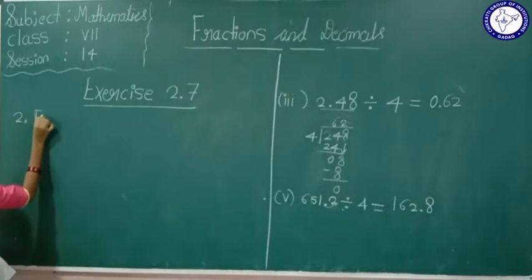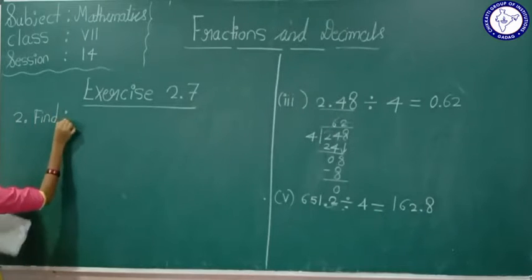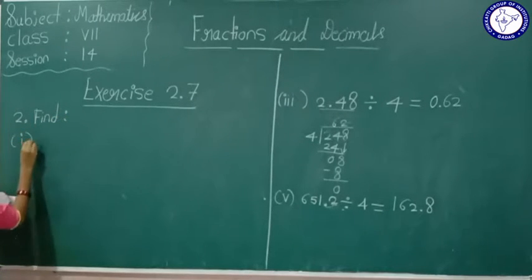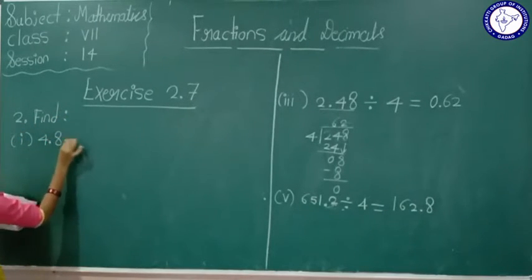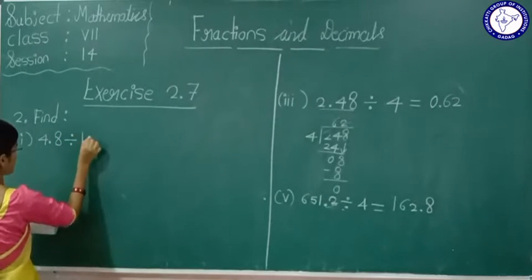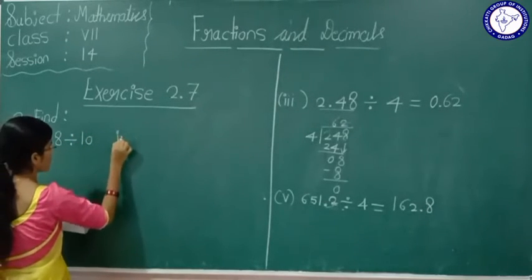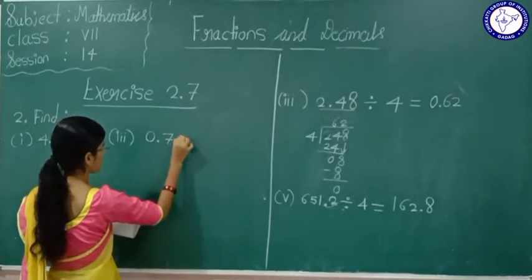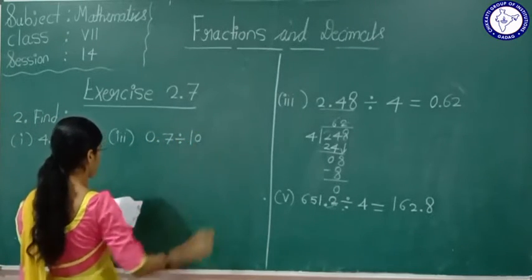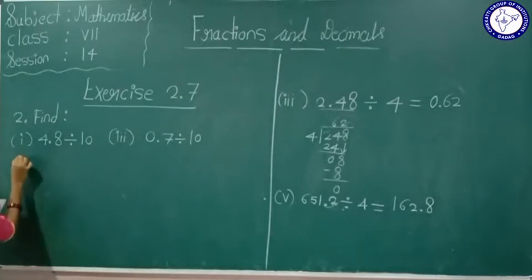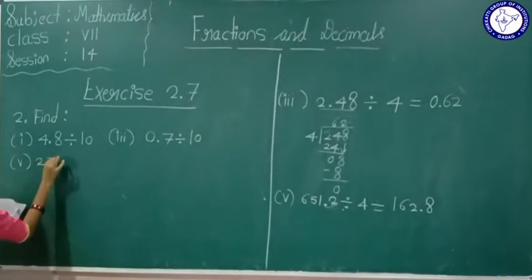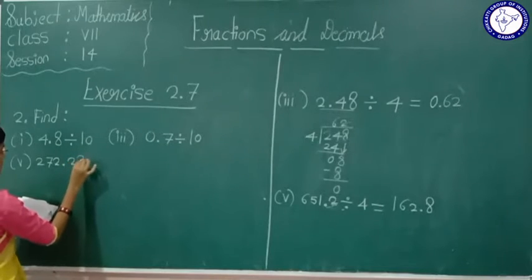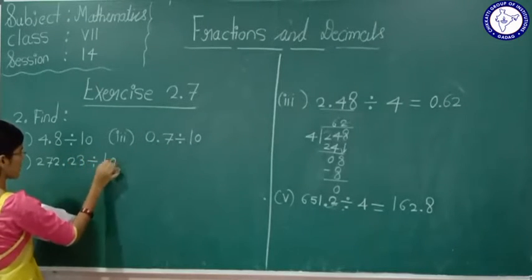Second one, find: first one, 4.8 divided by 10. Third one, 0.7 divided by 10. Fifth one, 272.23 divided by 10.